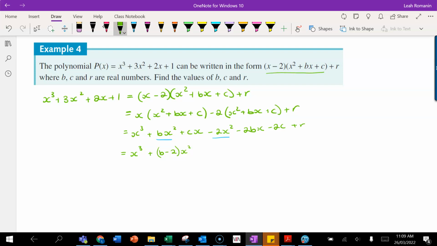Then looking to just my x terms here, I have the cx and negative 2bx. So again, I'm going to factor out my c minus 2b x. And then now I'm left with my constant terms on the end, so the negative 2c plus r.